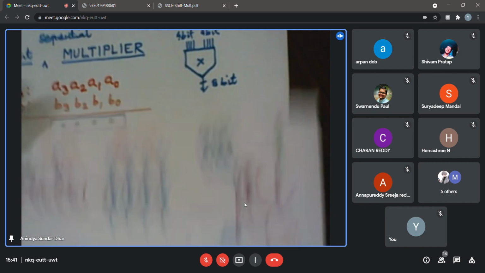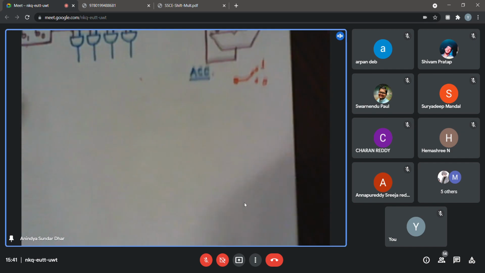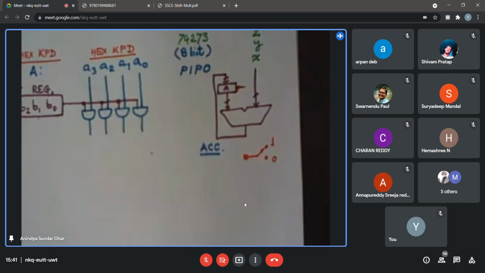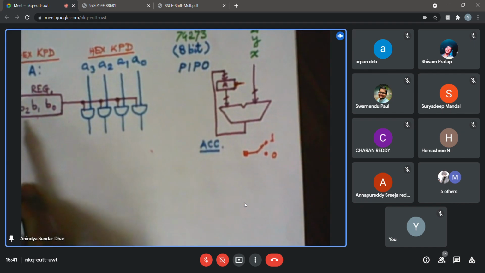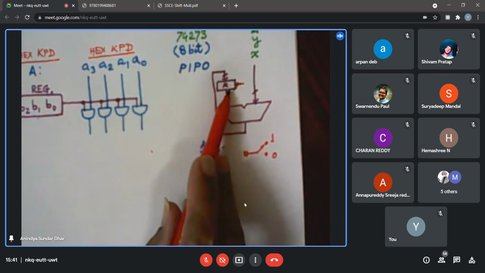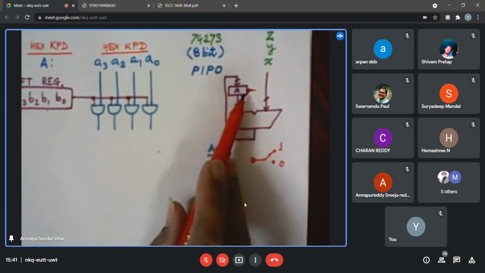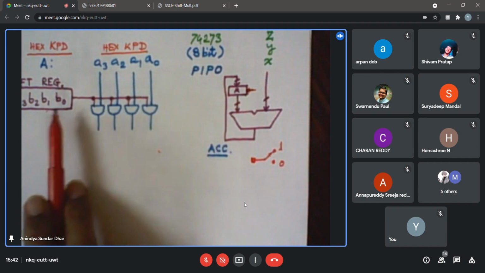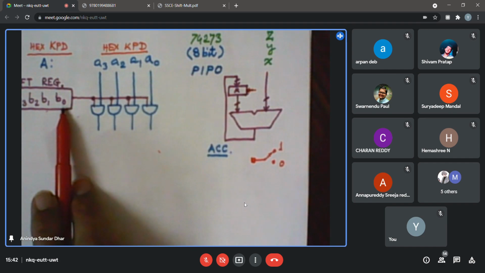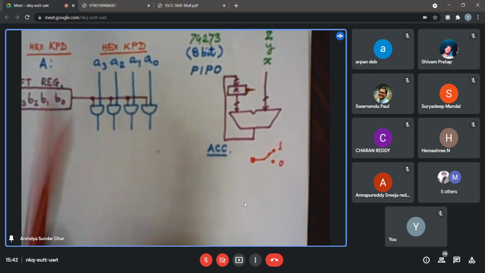So finally, let me repeat the procedure. We are clearing the register 74273, where we expect the final 8-bit result to come up. So initially we are clearing, and then in the process of accumulation, the final result will come. And in the same step, a shift register will be loaded in parallel with the so-called multiplicand.